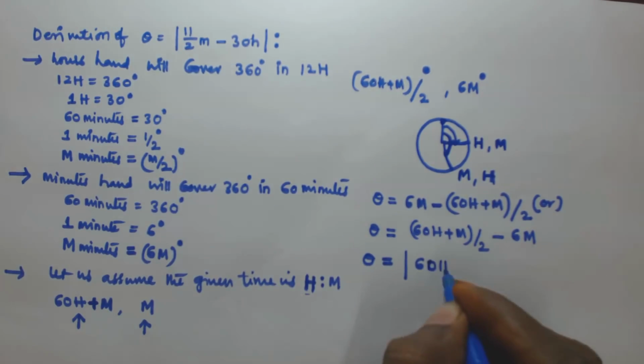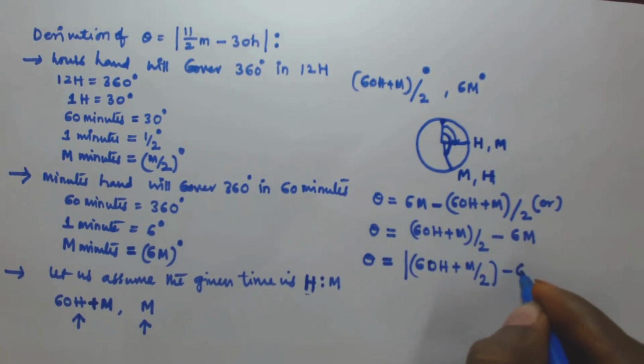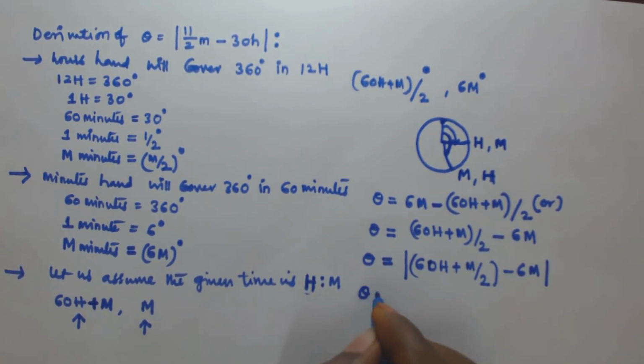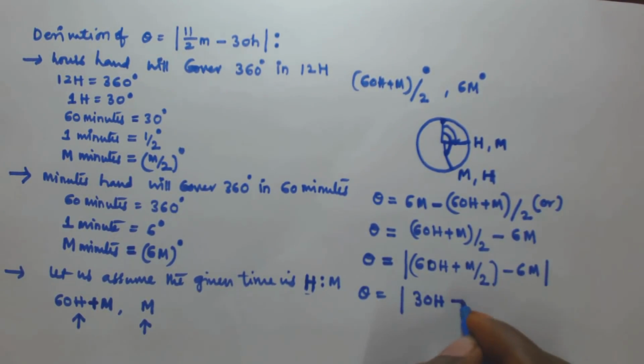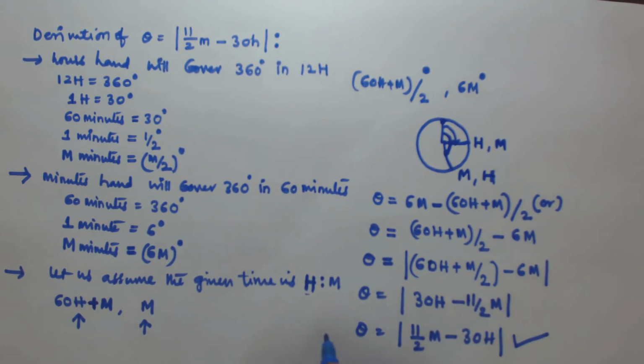so we take the second one, (60h plus m) by 2 minus 6m. So theta is equal to 30h, and if you solve this you will get minus 11 by 2 m. As it is in the modulus, I can also write this one before this one, that is 11 by 2 m minus 30h. So this is the formula which gives the angle difference between the two hands when the given time is h hours and m minutes.